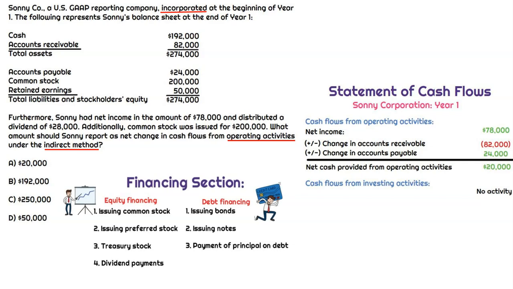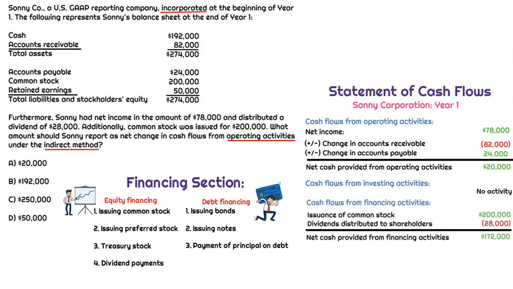So our final section is the financing section. And when we think about that, right, it's either going to be debt or equity related financing activity. So there's two items that will be included in the financing section. That's going to be the issuance of common stock, right? We're giving stock to shareholders. In return, they're giving us cash. So that's going to be a cash inflow of $200,000.